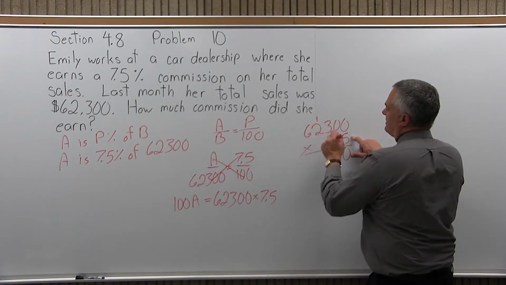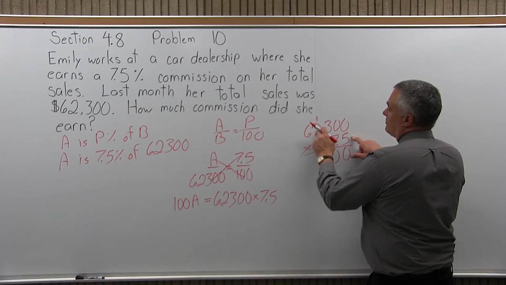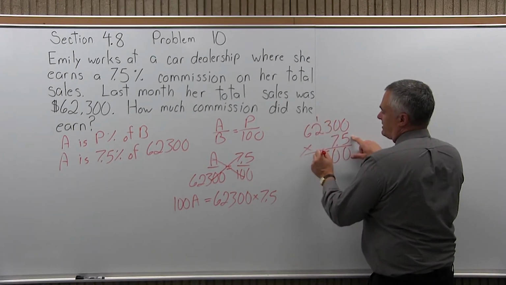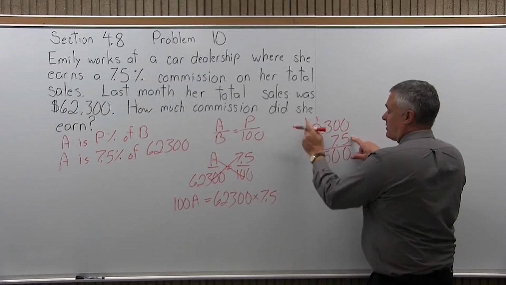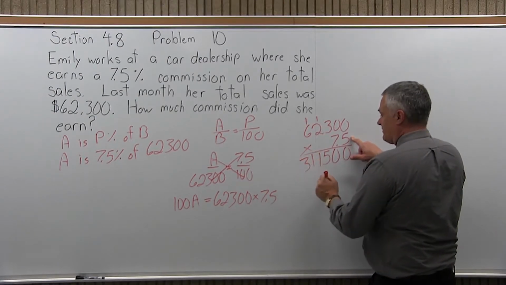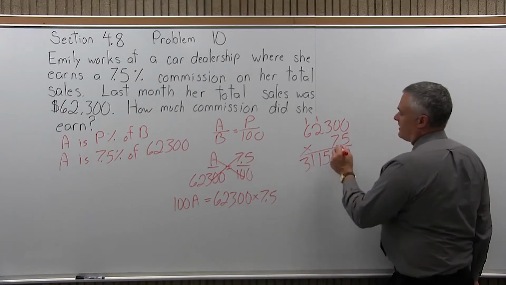Write the 5, carry the 1. 5 times 2 is 10, plus 1 more that we carried, is 11. Write 1, carry 1 again. 5 times 6 is 30, plus 1 more that we carried, is 31. So that takes care of the 5. That's done. Now do the 7.